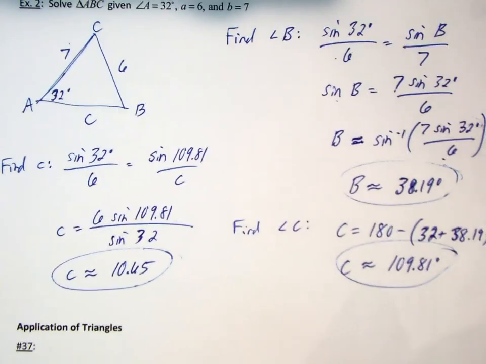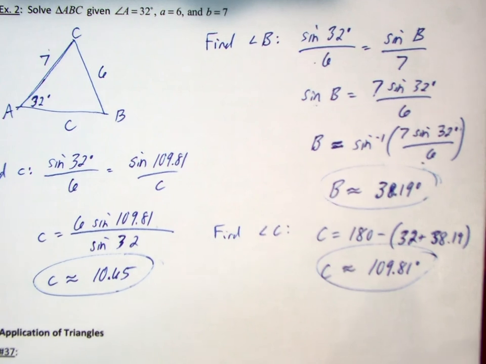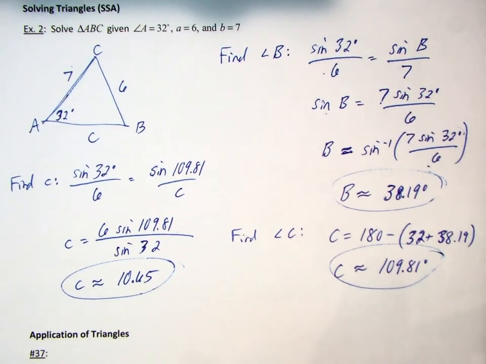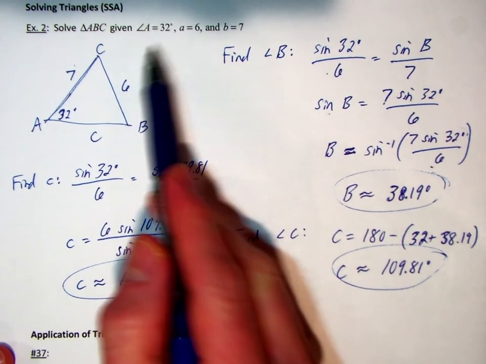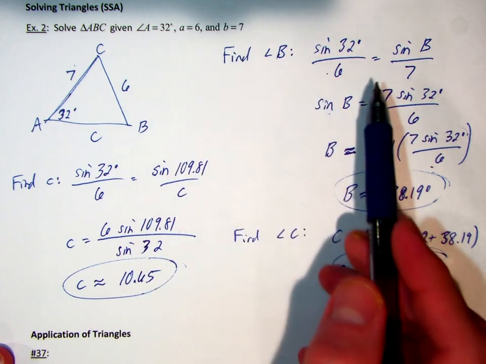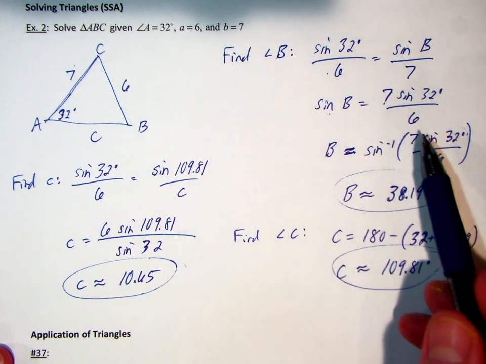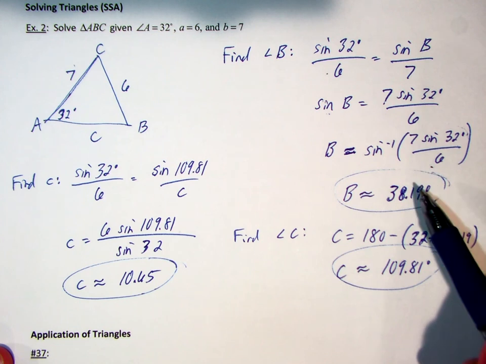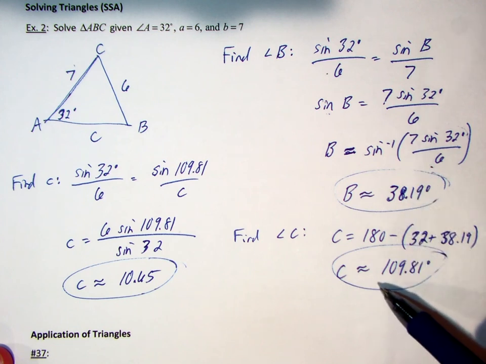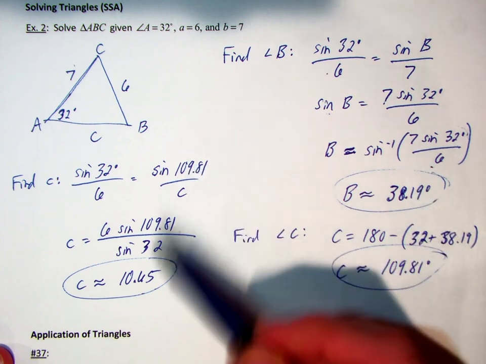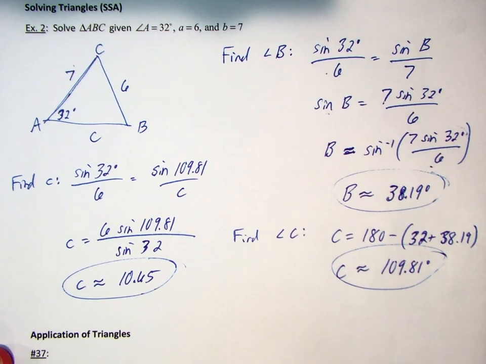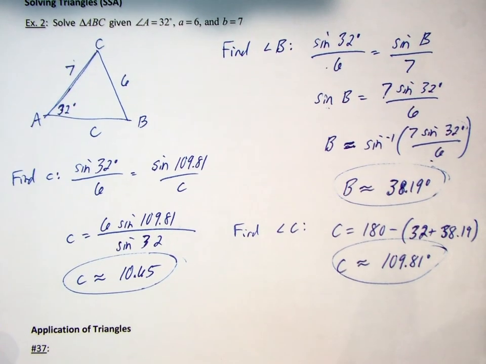All right, so recapping one more time here. We knew angle A, side A and side B. So first thing I did was use law of sines to find angle B using the inverse sine function. Once I find angle B, I can find angle C very easily. Then I can use angle C to find side C. So that's all we're doing here, is just using law of sines, okay?